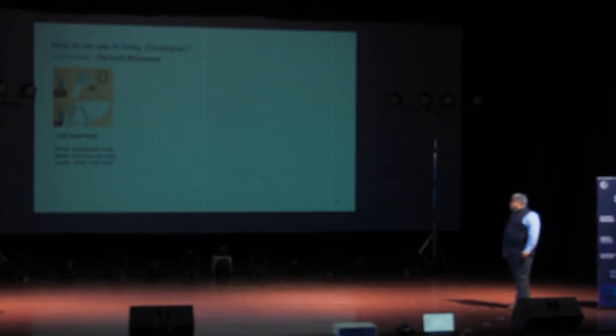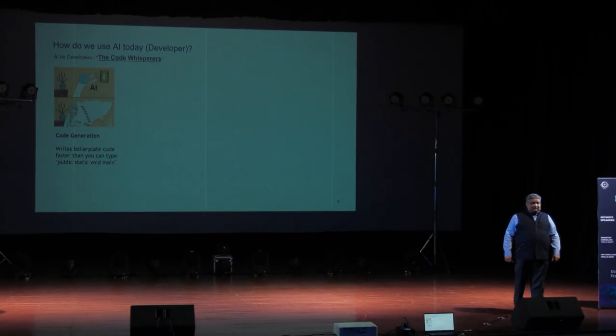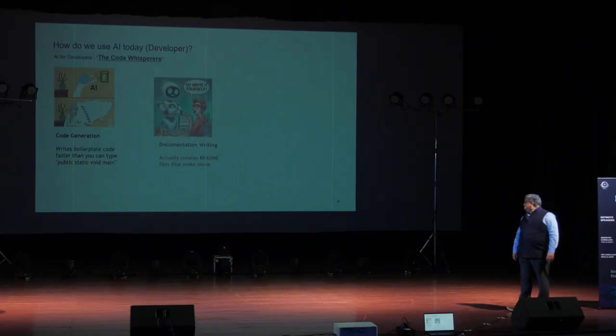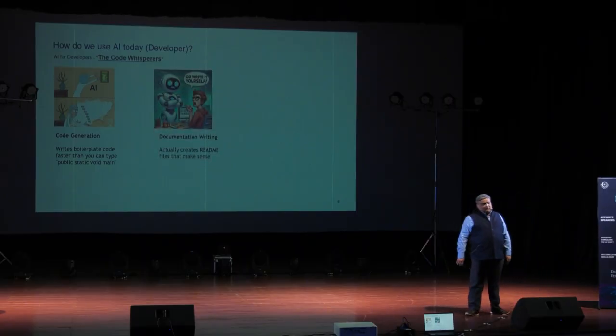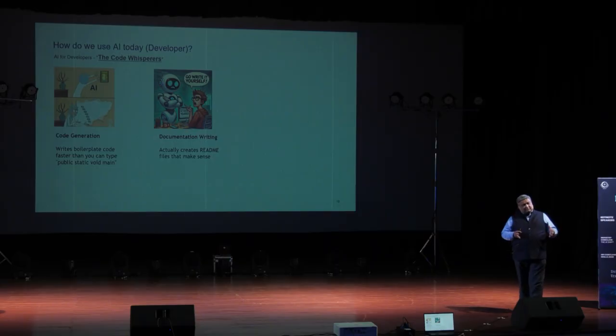Software developers, the code whisperers. Already boilerplate code can be written. And in fact, in the time you take to write public static void main, the entire code gets generated, right? You just put the right prompt. You need to know what's the prompt. It can create a very good README. You put in an application, it creates a fantastic README. It tells you how your customer will perceive it, how they will be able to understand it, right?